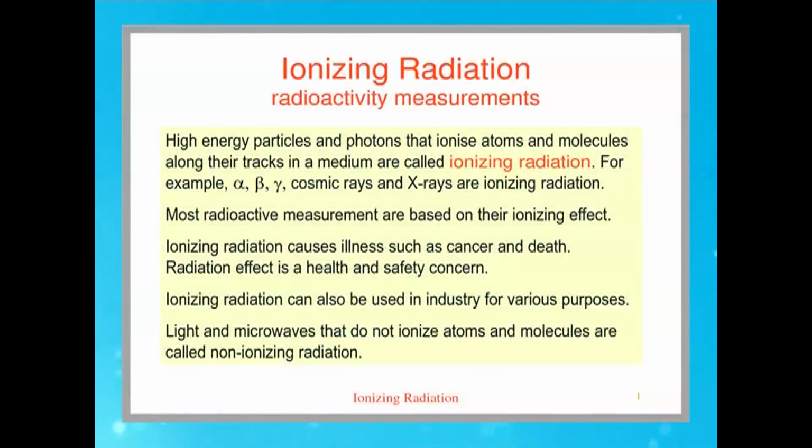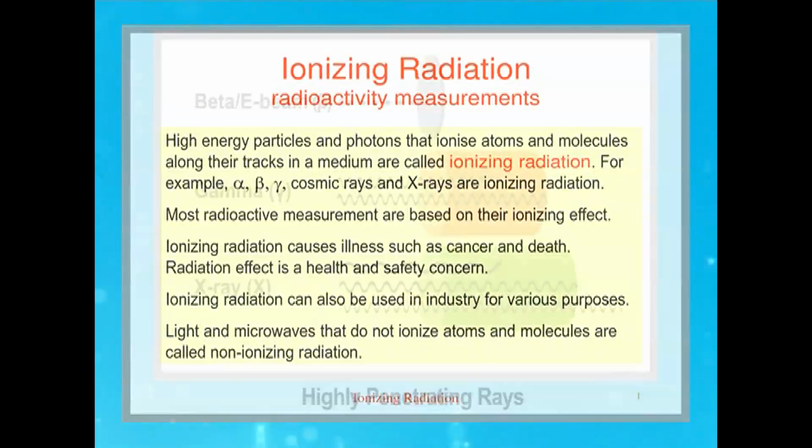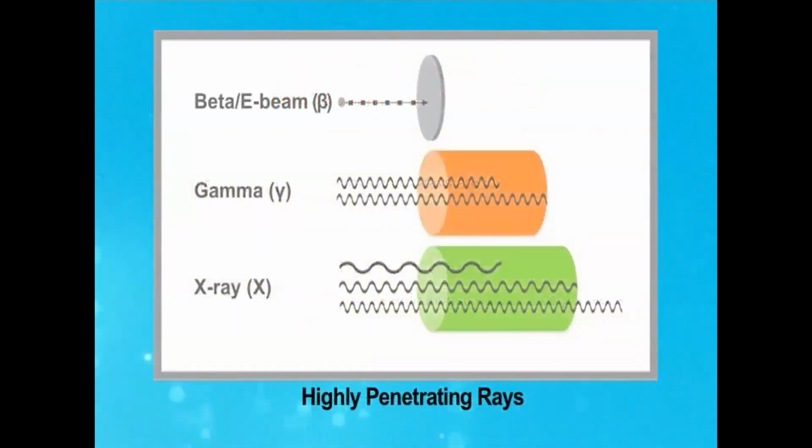Going on to ionizing radiation, that is the second type of radiation that is used in the food industry for the preservation or for the processing of food. Ionizing radiations are high energy waves which ionize the atoms and molecules along their track in a medium. These radiations are basically alpha, beta, gamma, cosmic rays and X-rays, which have a high energy as well as a high penetration power.